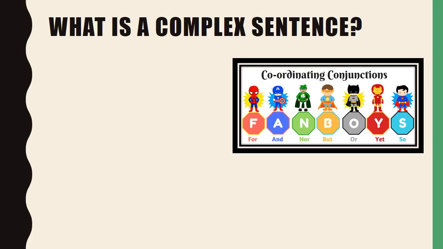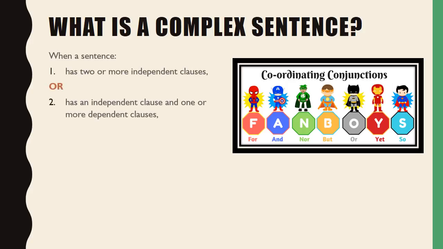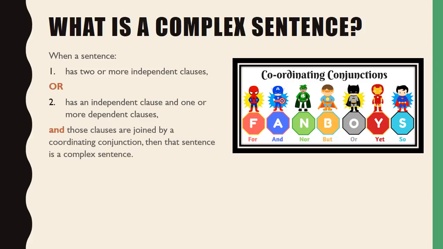So, what is a complex sentence? A complex sentence is when a sentence either has two or more independent clauses, which we'll cover in a second, or it has an independent clause and one or more dependent clauses, and those clauses are joined by a coordinating conjunction. And once you take those multiple clauses and join them by a coordinating conjunction, you get a complex sentence. So if we look to the right, we can see a list of coordinating conjunctions.